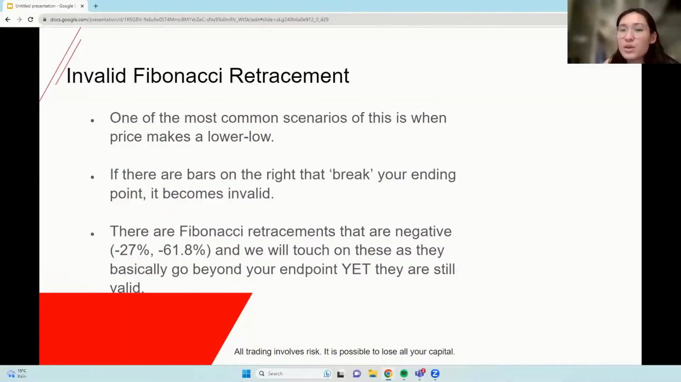So an invalid Fibonacci retracement happens when price makes a lower low. So the lowest point or the ending point is no longer valid. So that's just basically what it means. So if there are bars on the right that break your ending point, it then becomes invalid. So there are Fibonacci retracements that are negative. So the negative 27 and negative 61.8 that we use for Fibonacci expansion. And we'll touch on these as they basically go beyond your ending point and yet they are still valid. So we already talked about those in a couple of the slides before.